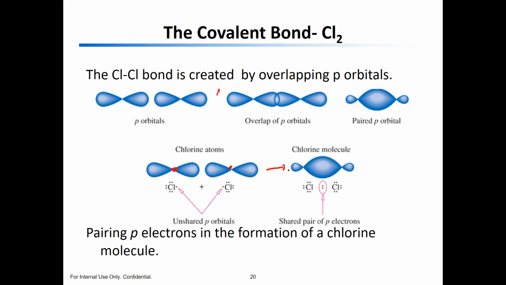And here, these are the orbitals of the atom, but here's the orbital for the whole molecule. So when they come together, they could share these electrons. And then we draw the sharing of electrons like this. They're sharing these 2 electrons for chlorine.